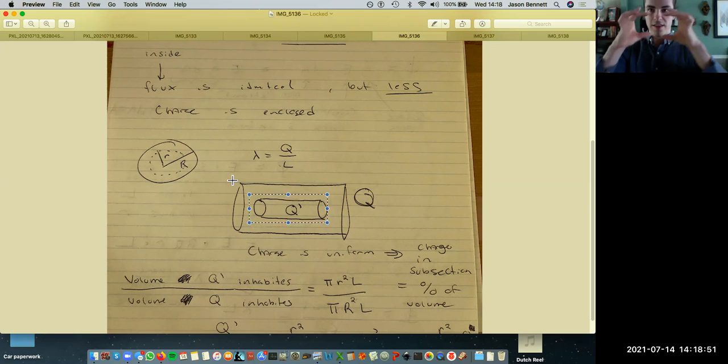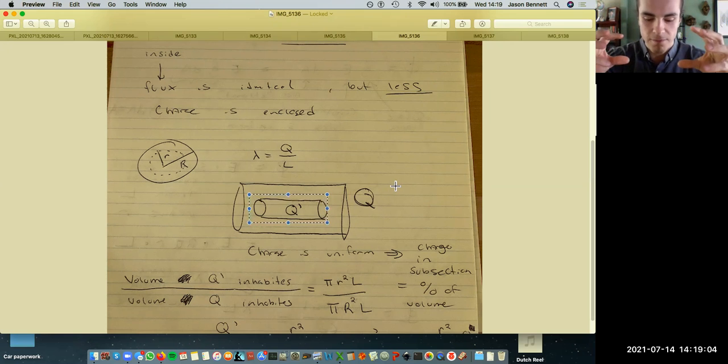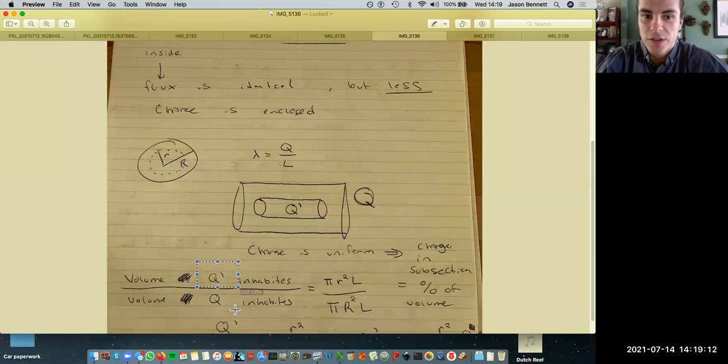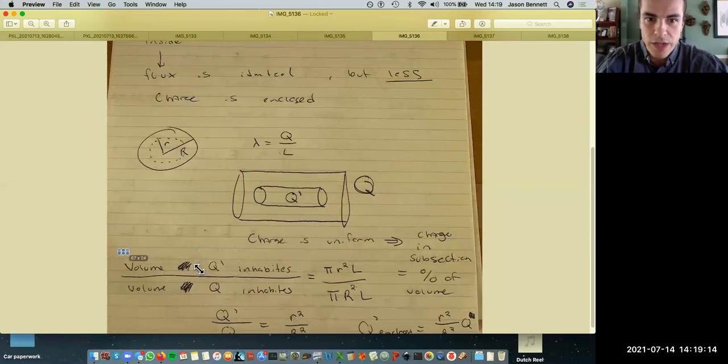Like if it's this big, then my charges can float around this way, in 3D, or if it's this big, they can float around this way. And because it's uniform, that's why I'm able to make the argument that the volume ratio is the same as the charge ratio. To find out what that charge is, I'm going to take the ratio.